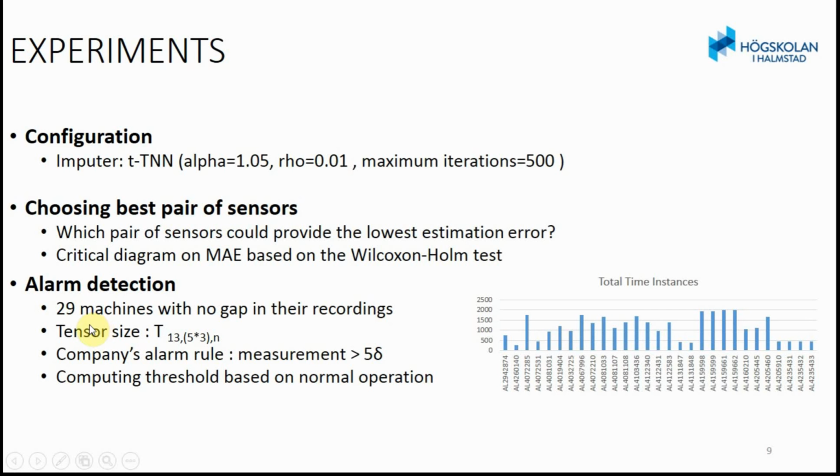For alarm detection, we choose 29 machines with no gap in their recording. This is the total number of time instances for these machines, and the tensor size will be N by 5 by 3, where N is the number of time instances. Now the company uses this rule: if a measurement goes beyond 5 standard deviations, it raises an alarm. We use this approach for alarm detection.